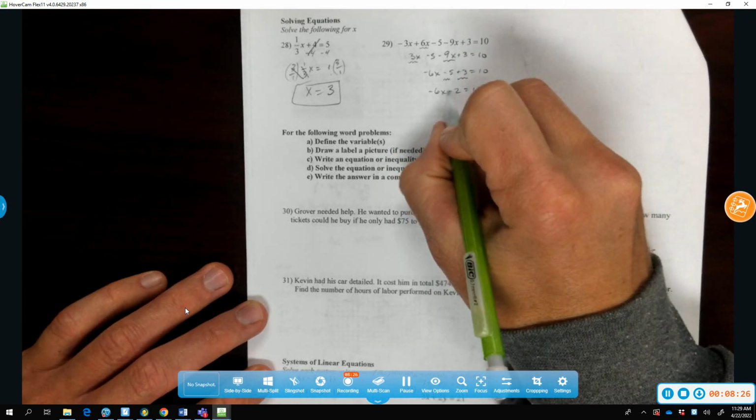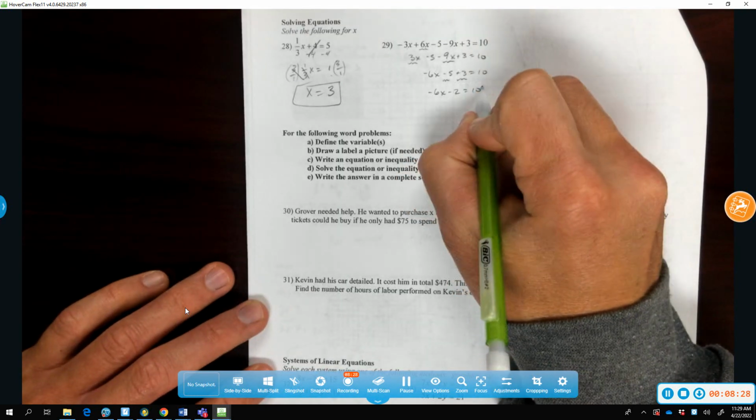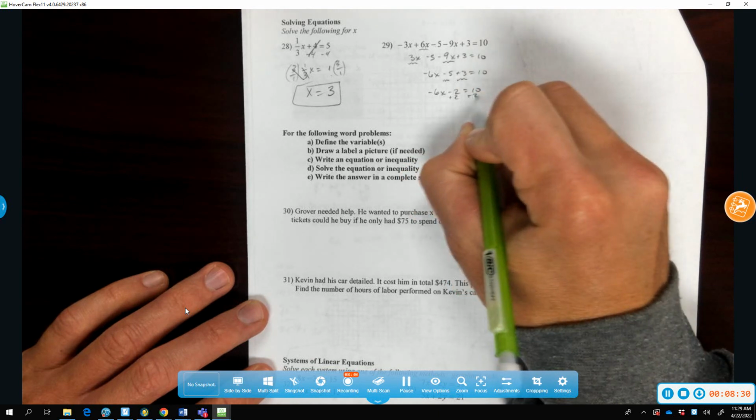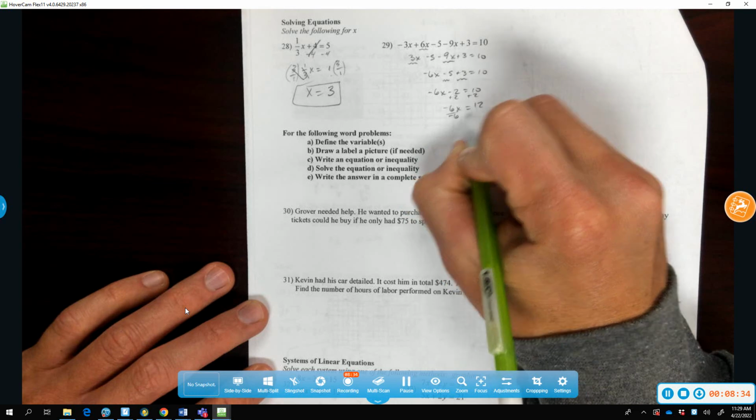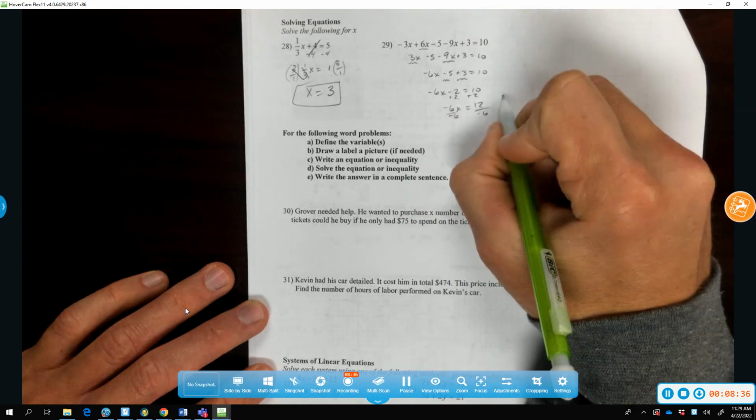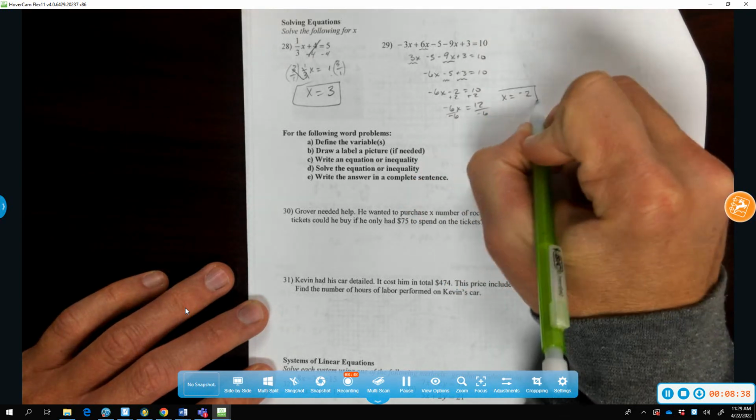Now I need to add 2. I'm going to get x by itself. I need to move that puppy over here, get it away from the x. So we get 12 here. Negative 6x equals 12. Last step, divide by the coefficient. Divide by negative 6. So x equals negative 2.